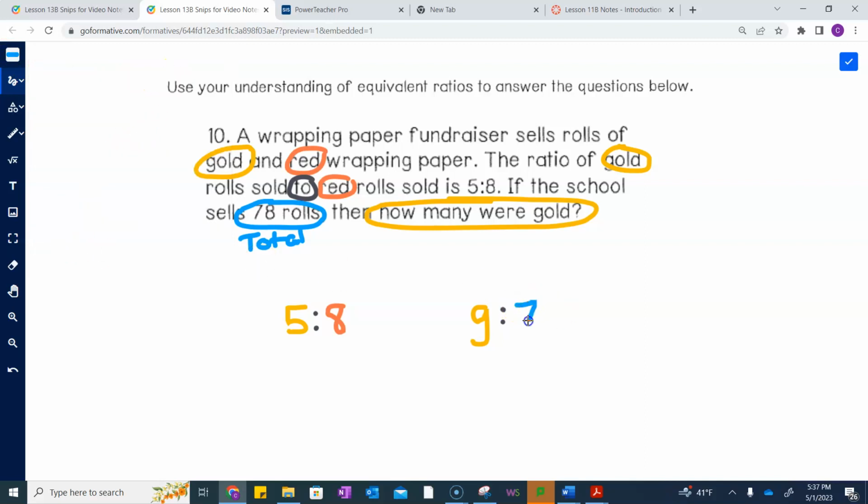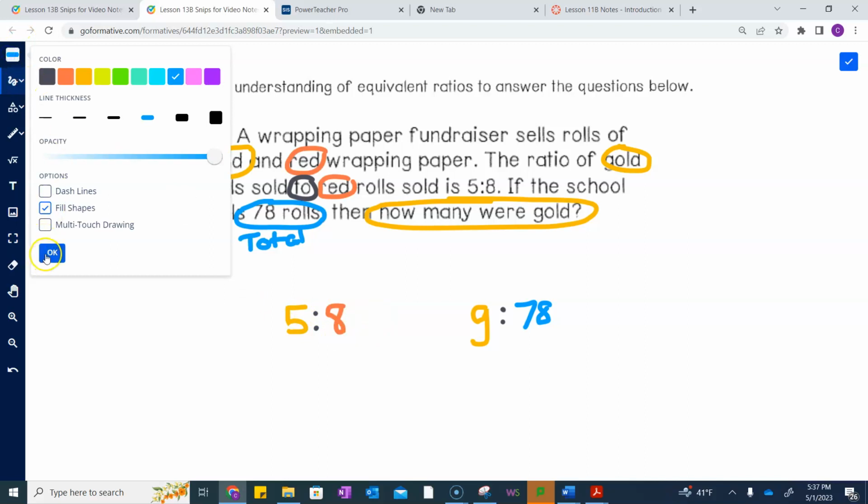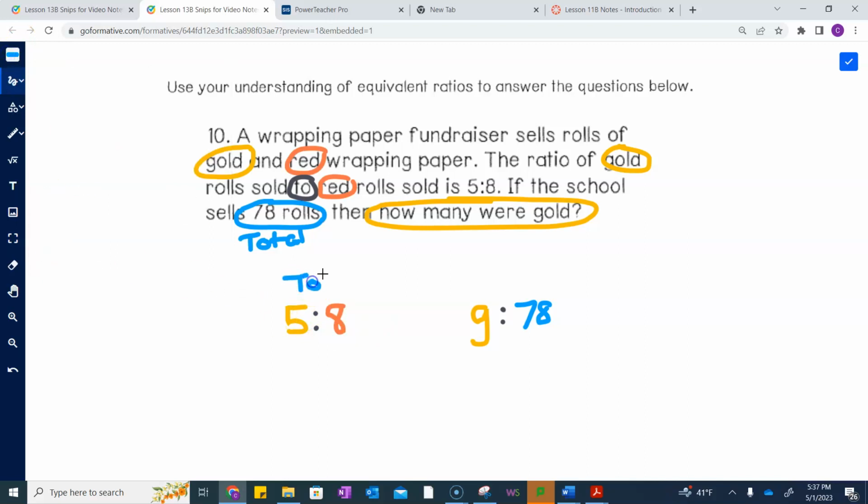So I'm using the notation down here just to shorten up the words. This is what I know. Well, this is a part to part. It's both parts that I'm given. I'm given the 2 types of wrapping paper colors that they're selling, and I need to use this information to help me get a fraction I can use to solve for gold. So if they had 5 rolls of gold to 8 rolls of red, they had a total of 13 here. So the total here is 13 rolls of wrapping paper.